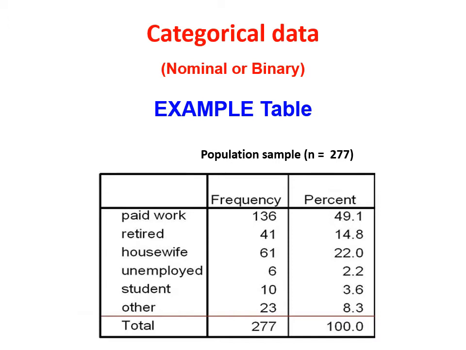We have a population sample of 277, classified here in the table as nominal: paid work, retired, housewife, unemployed, students, and others. We find that, for example, the number of housewives in this population is 61 people, which represents 22% of the total population. Students, we have 10 students in this population sample, which represents 3.6% of the total population. So this data is presented as frequency and percentage.